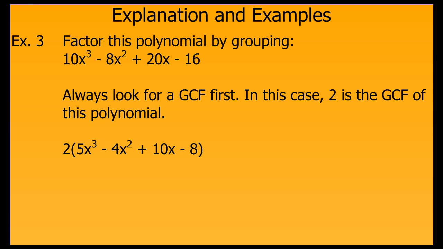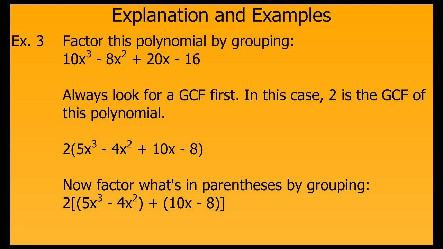When factoring, your very first step is always to look for a GCF of all the terms. If you don't, then you'll still be able to factor, but you'll have to notice later that you have a GCF, which is sometimes much more difficult. So always look for that GCF first. Once I factor out my GCF of 2, I can't lose track of it, so I put it outside of brackets, and I'm left with 5x cubed minus 4x squared plus 10x minus 8 inside.